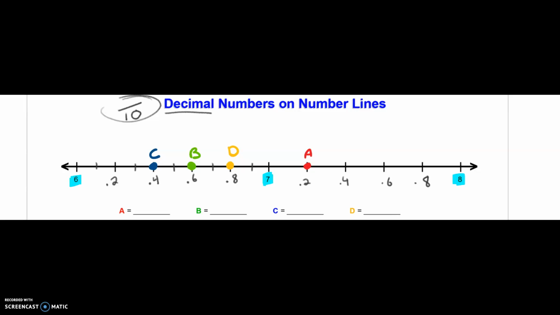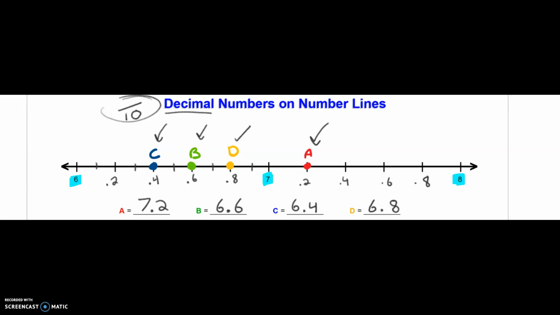So if we look at our values, we'll start with A here. A is at 7, but 0.2 more, which would make 7.2. Now looking at B, our green one, we're at 6, and then 0.6 more, so we're going to get 6.6. Now we're on to C here, 6 and 0.4 more. So that gives us 6.4.